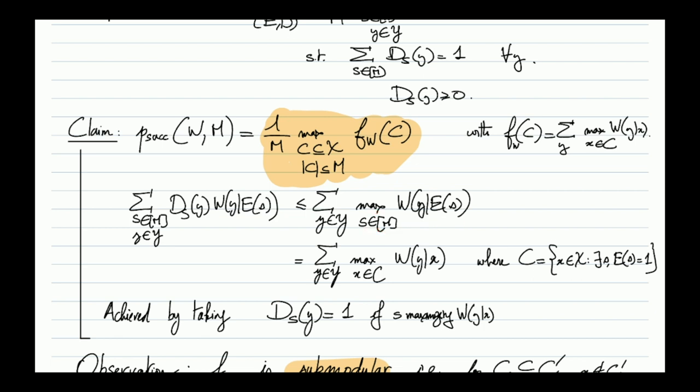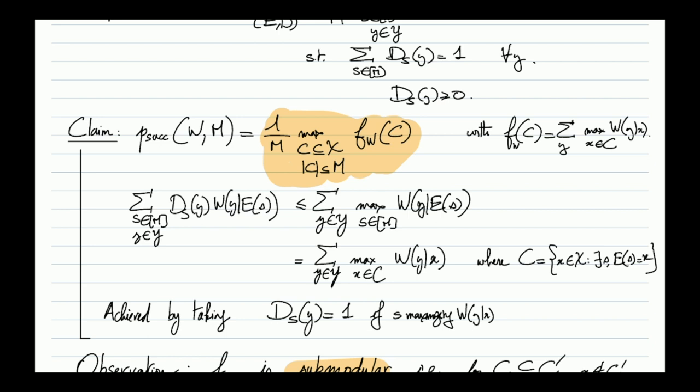So you see that this only depends on the range of E. When I apply E to S's, I can just forget E of S and just look at the set C that is defined as the set of X's such that there exists an S that maps to X. Oops, sorry. So I just get this, and so our success probability will be at most this quantity.